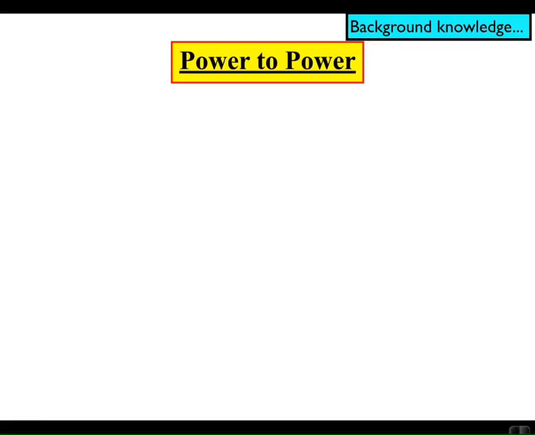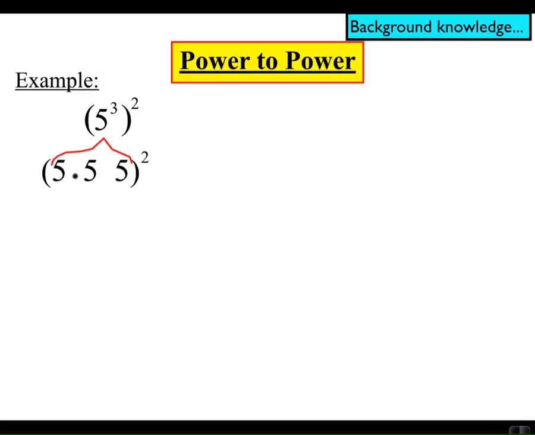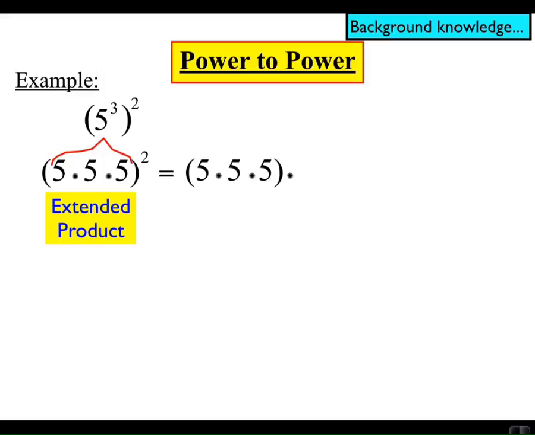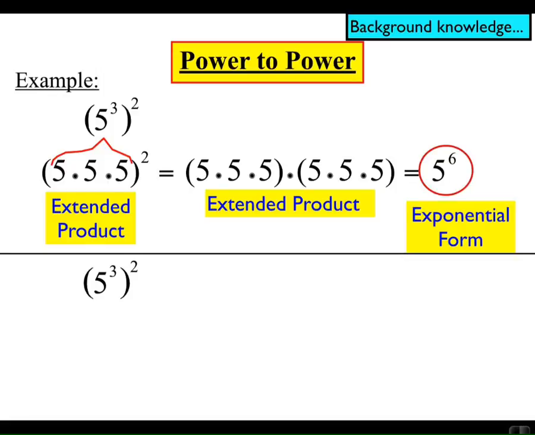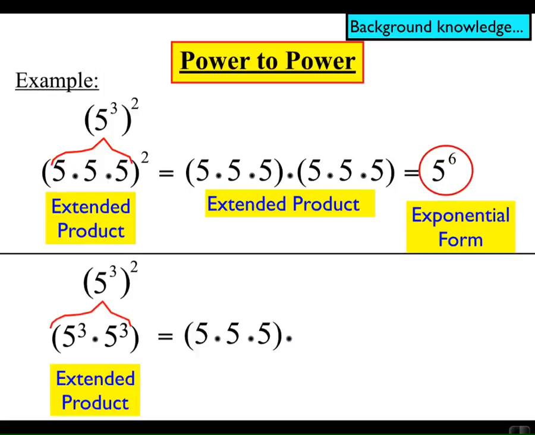Okay, let's move on. So now we're going to explore power to a power. Just a quick review. Please, eyes up on the screen, pencils down. Power to a power, what you do is you take the base and you repeat it, and then you expand, and then you simplify. That's how we're going to be working these types of problems. You take your base, expand it, and then simplify into an exponential form.